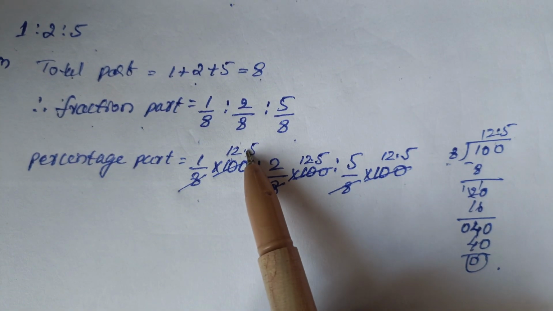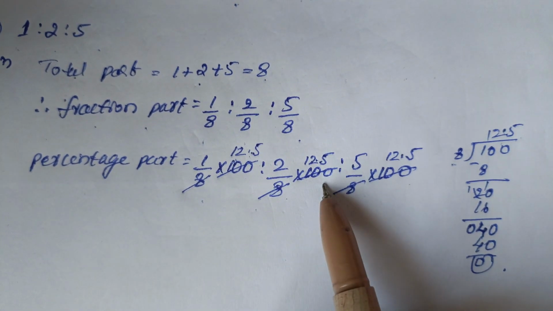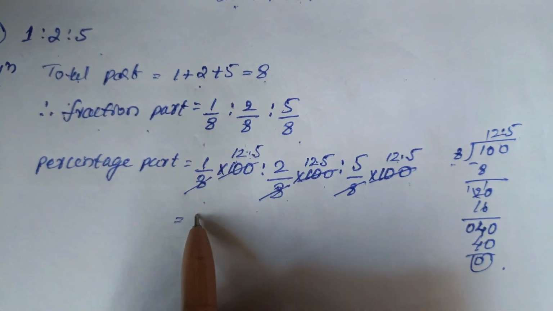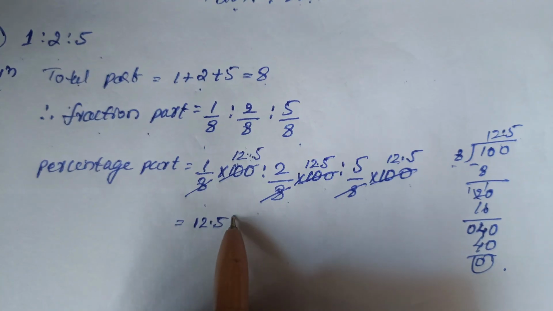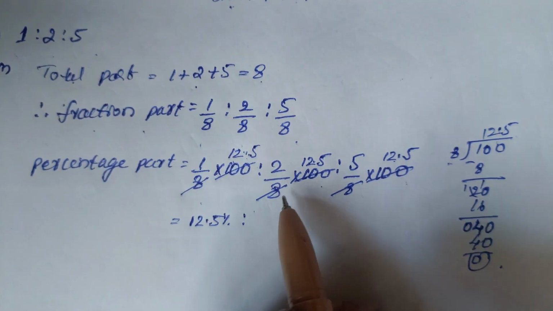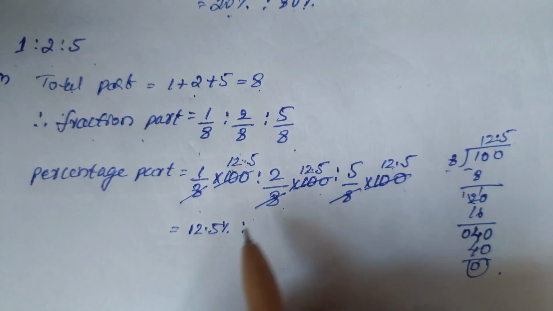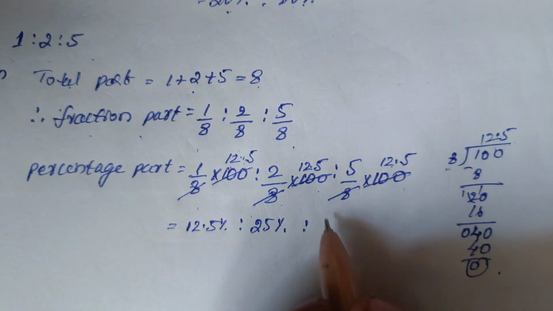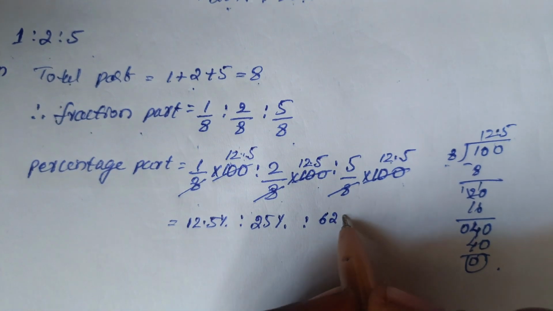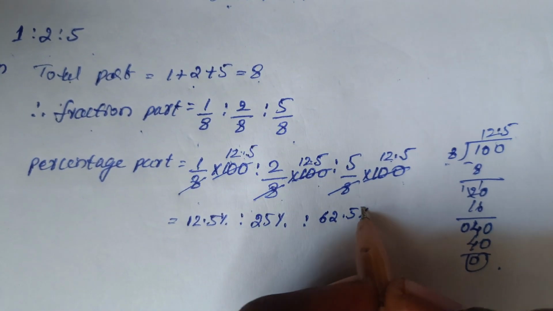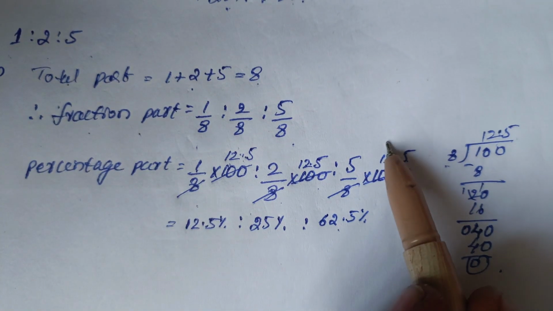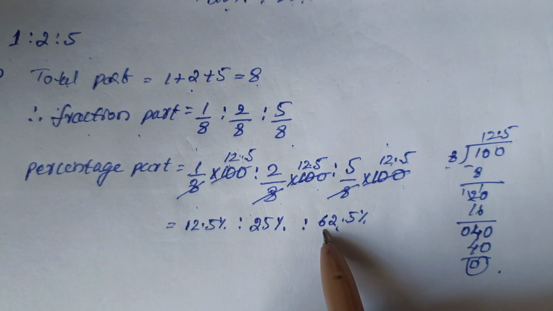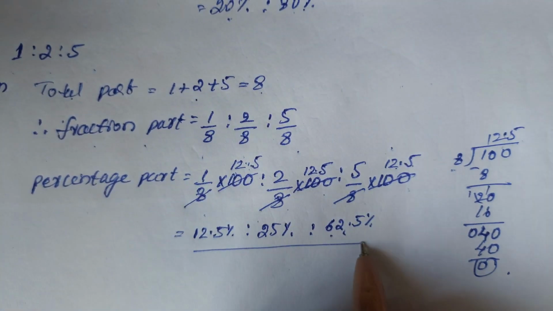So 8 times 12.5 is 100. Now multiply this. 1 into 12.5 is 12.5 percent, 2 into 12.5 is 25 percent, and 5 into 12.5 is 62.5 percent. 5 fives are 25, carry 2. 5 ones are 5 plus 2 is 7... 5 twos are 10 plus 2 is 12, carry 1. 5 times 1 is 5, plus 1 is 6. So this is the answer.